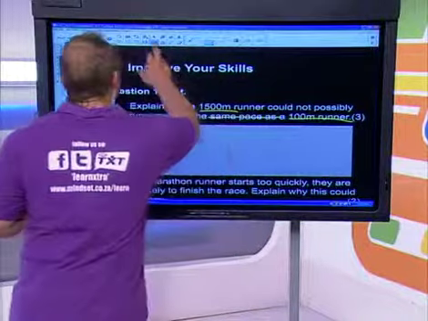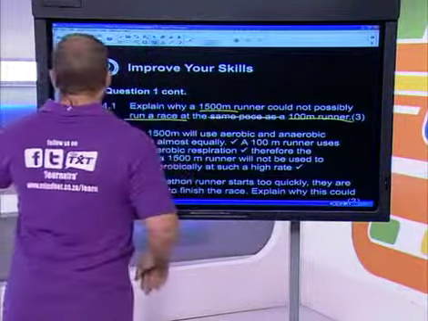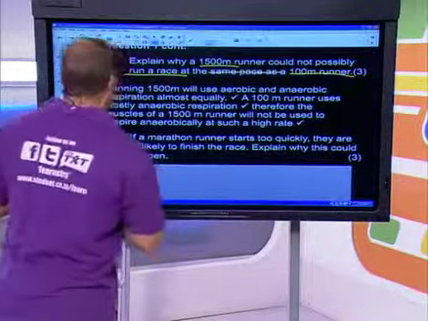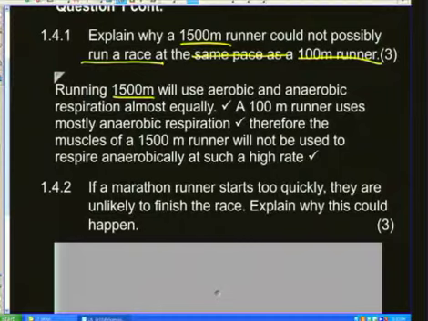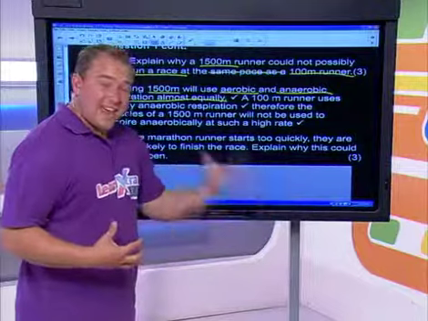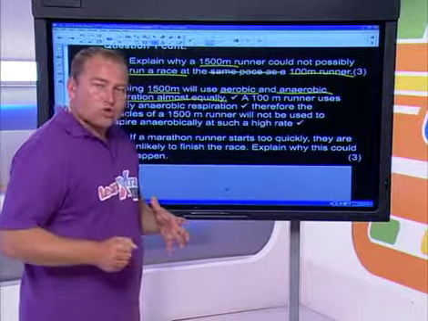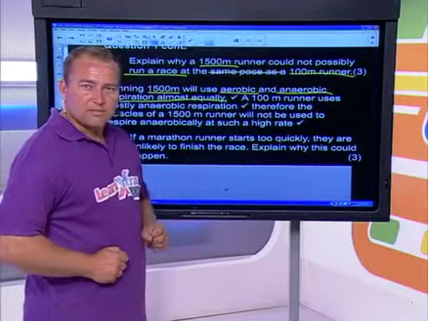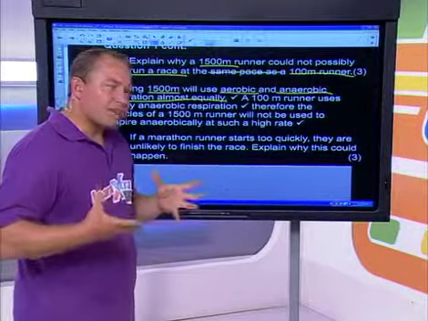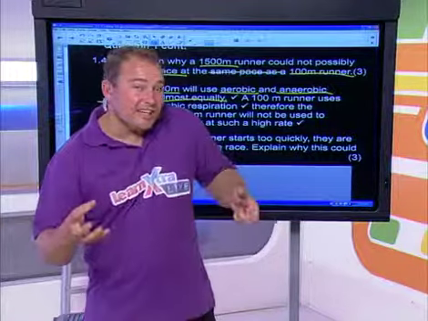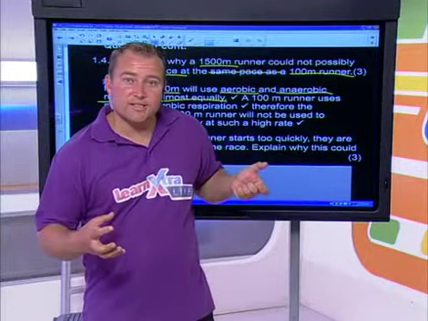Okay, so let's have a look at what the answer is, right? A 1,500-meter runner will use aerobic respiration and anaerobic respiration almost equally. So they're going to use both because they're running fast, but they're also using aerobic respiration. So they're going to get 2 ATP plus the 38 ATP. Now it might not sound right, but let me put it this way. Aerobic respiration gives 38 ATP, but you need the 2 from the first part, glycolysis, right?